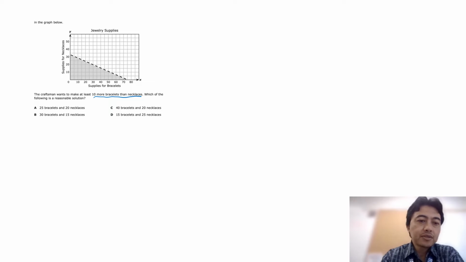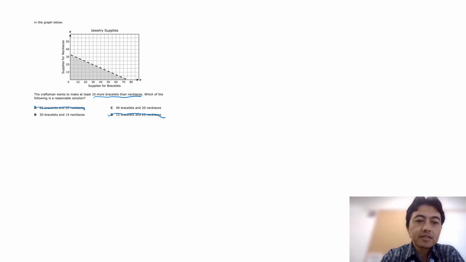Number one, we can't use that as we don't have 10 more bracelets than necklaces. Now, letter B is possible because 30 and 15, that's more than 10. 40 and 20 for letter C is good. But letter D, we have bracelets that are less than the necklaces. So we only have B and C as possible solutions. So we graph each one of them.